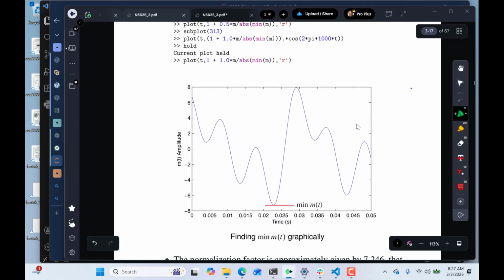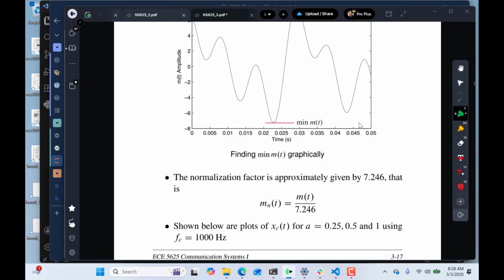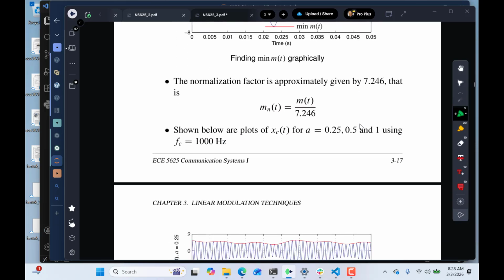But do I achieve that in practice for these phases and frequencies? No, it actually ends up being a not so negative value. So that would be rather pessimistic. It's actually 7.2 that is the normalization factor.